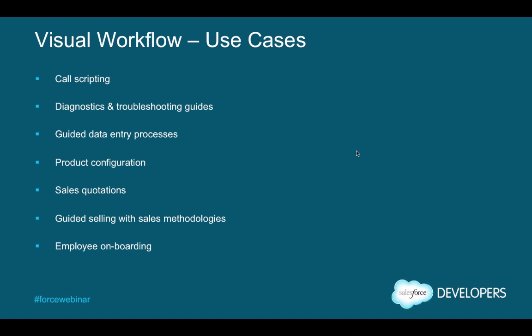Configuration. So it could be product configuration. If you have a sales organization where the product that you sell consists of a bunch of subcomponents, Flow can literally walk sales folks through configuring a product, or a sales engineer through configuring a product, create a quote, and then send that quote to the customer, all in an automated, standardized way.